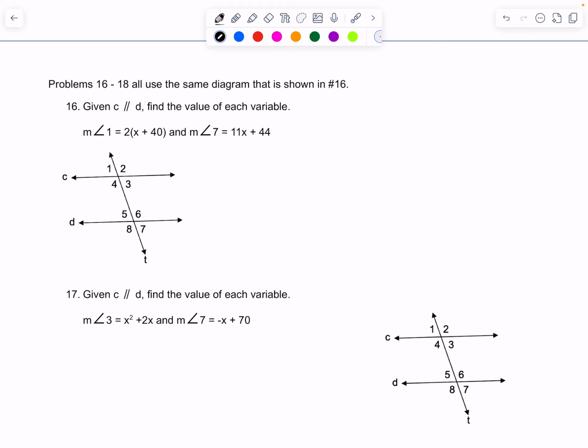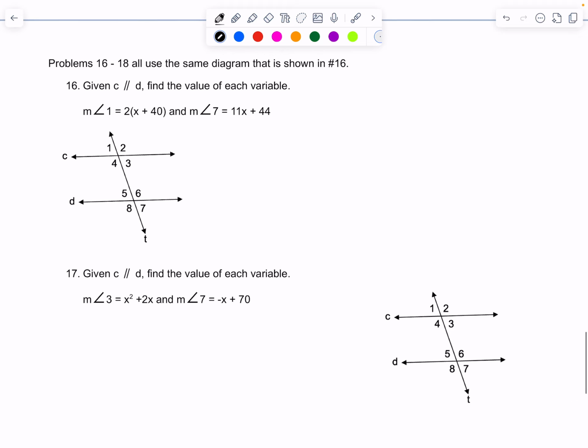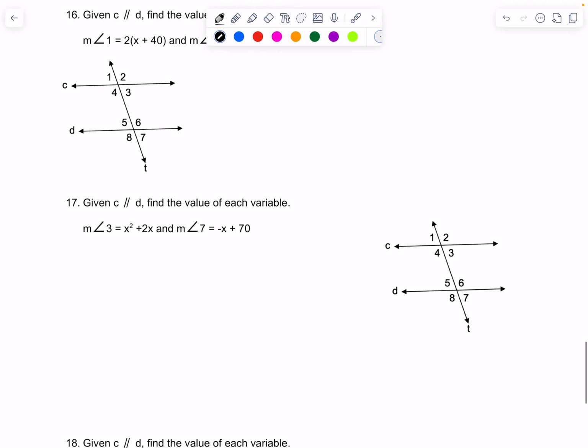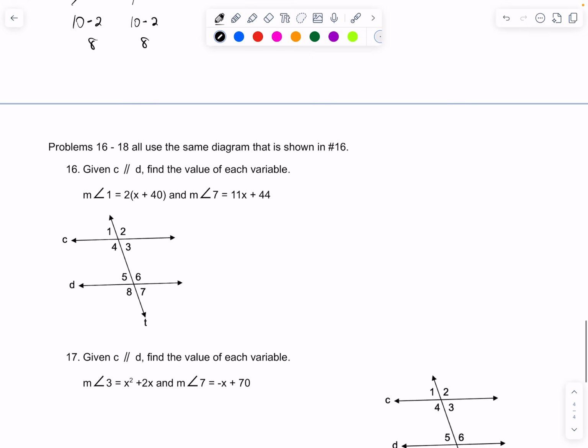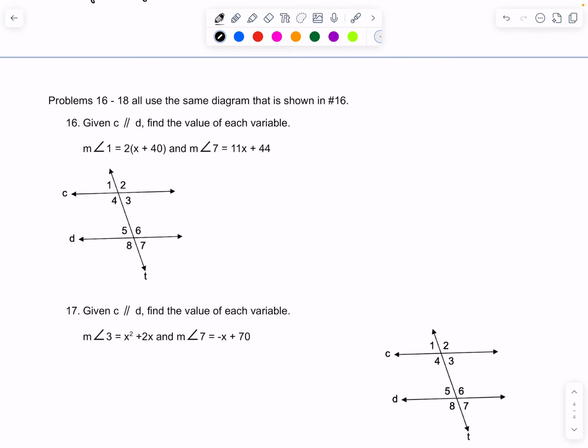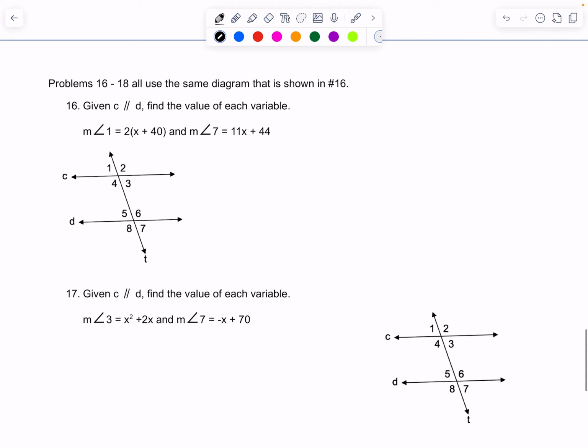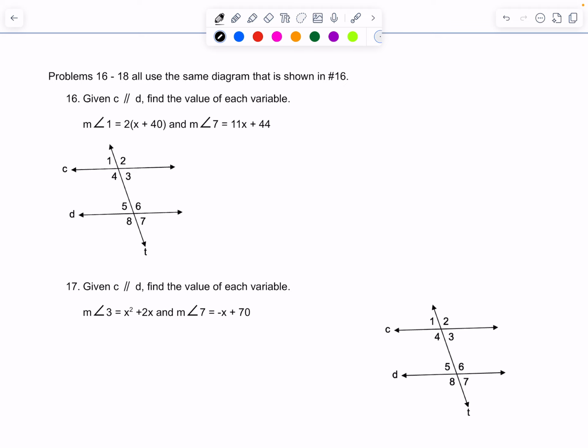Now, just so you know, as you look at this, on your paper, you only have this one image. I went ahead and copied and pasted it for 17 and 18 to help me show you my work. Just if you're wondering why you don't have it on. Okay, so we have C is parallel to D. All right, so this line T is a transversal. It wants us to find the value of each variable.